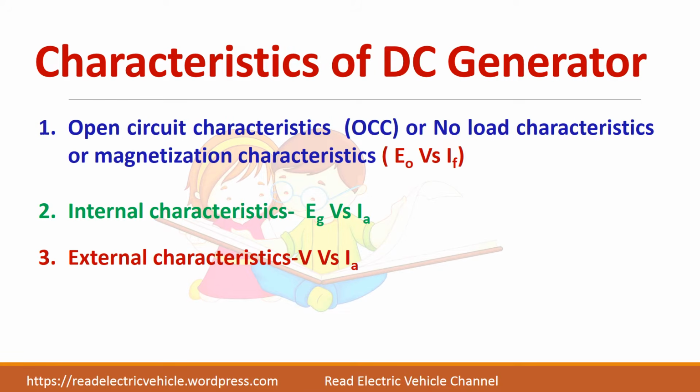Let us see the important characteristics of DC generator. So first is the open circuit characteristics, normally written as OCC. It is also called no load characteristics or magnetization characteristics. And then we have internal characteristics and external characteristics. These three characteristics are important for a DC generator.